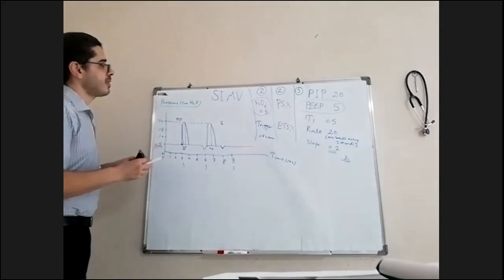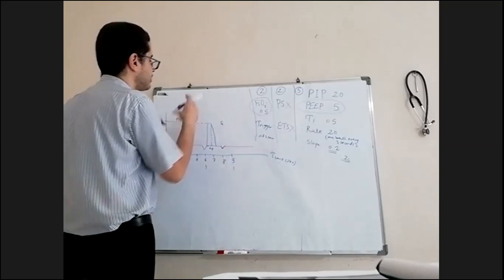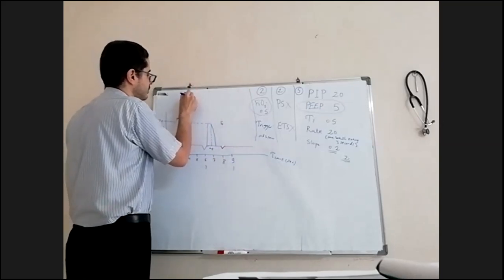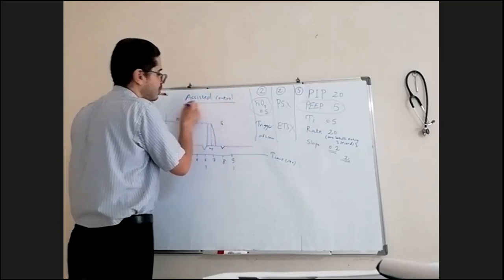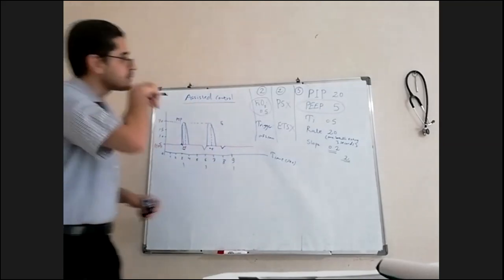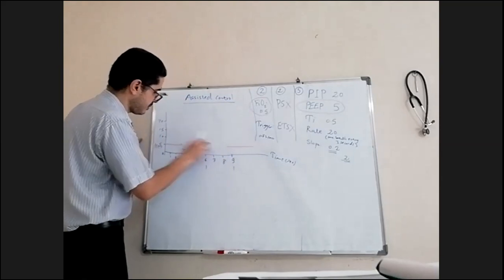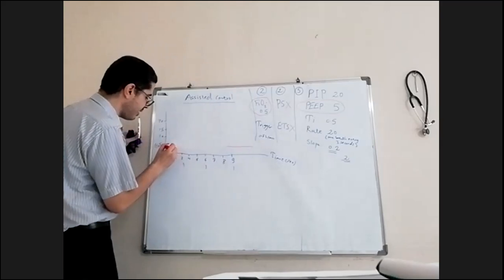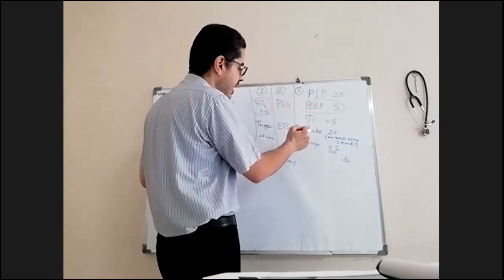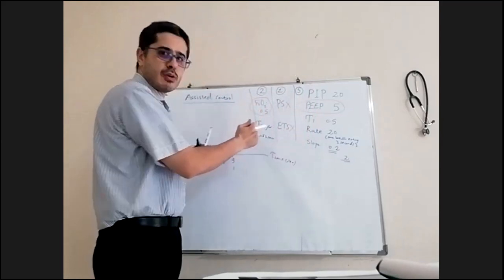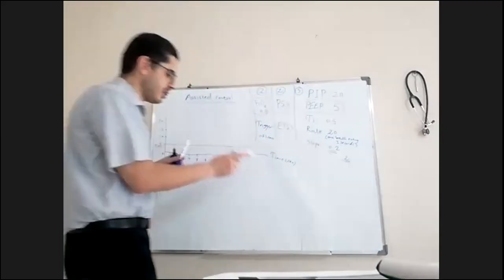Let's go to the next mode, which is assisted control, or AC, or SIPPV. So again, when I have assisted control, the same thing, I have the PEEP here, the peak inspiratory pressure, the TI, the rate, the slope, FiO2, and also the trigger. But I will not have pressure support, and I will not have ETS, expiratory trigger sensitivity.